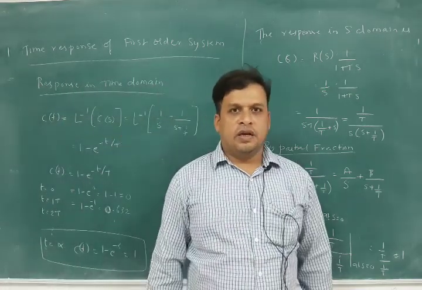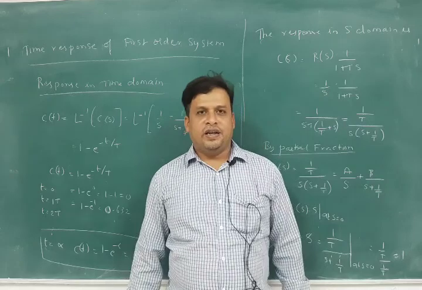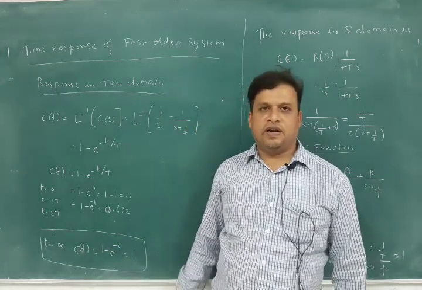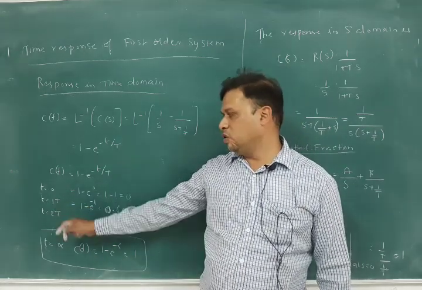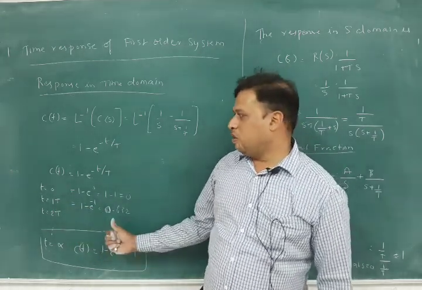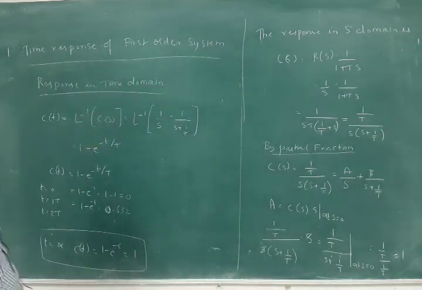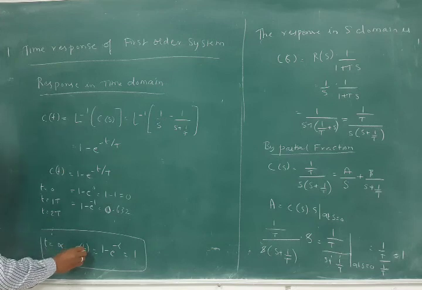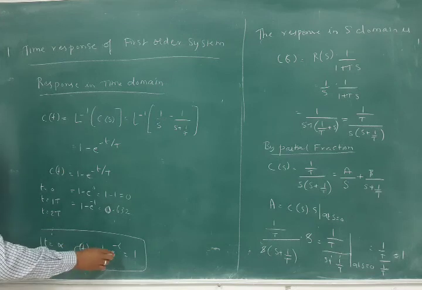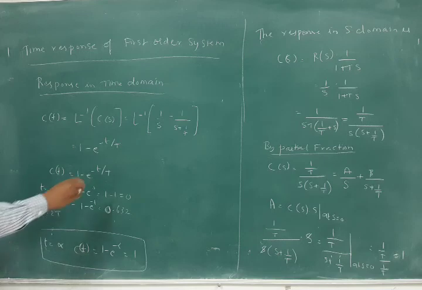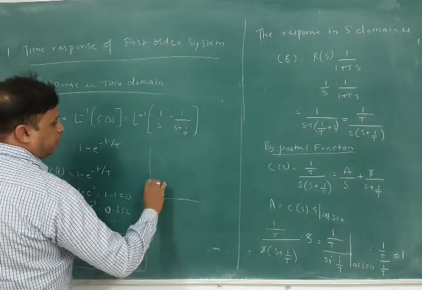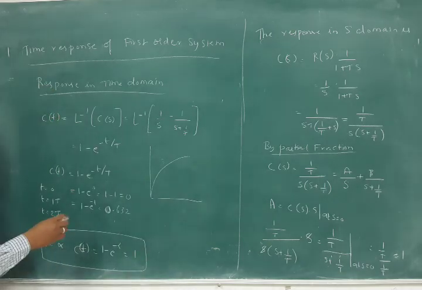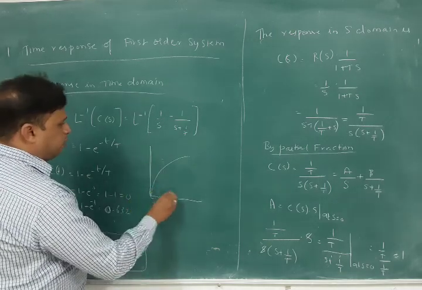Okay, students, now I want to end the class here, and we will continue in the next class. For these equations also we can draw the graphs, for the times t is equal to 0, 1t and 2t. As the input is a step input here, the output is c of t is equal to 1. The graph will be like this. For a step input, the time response will be in this form.